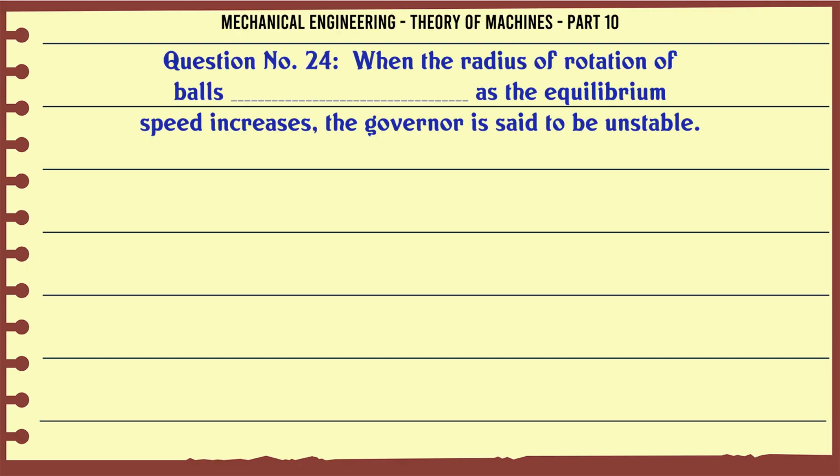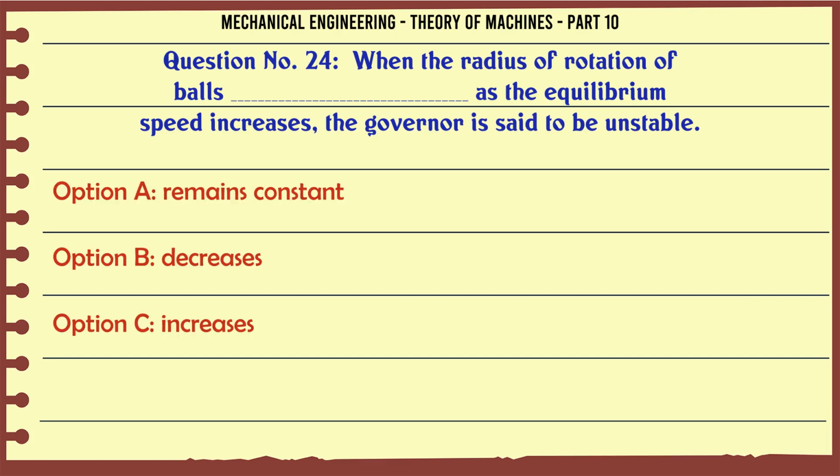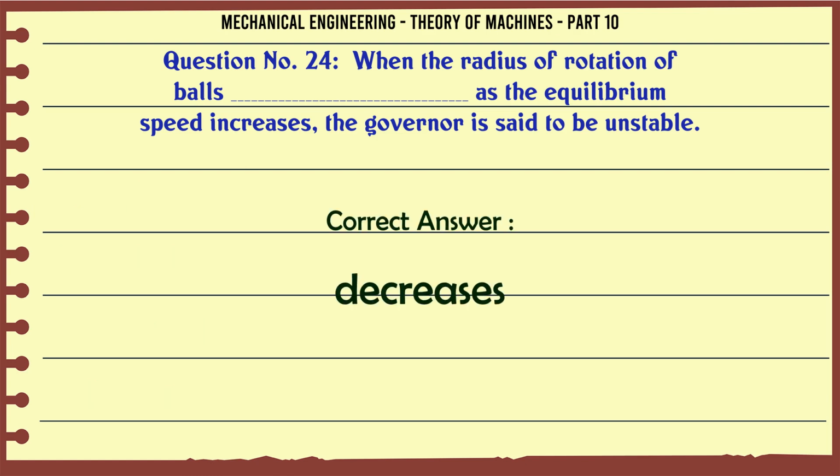When the radius of rotation of balls as the equilibrium speed increases, the governor is said to be unstable. A. Remains constant. B. Decreases. C. Increases. D. The correct answer is decreases.